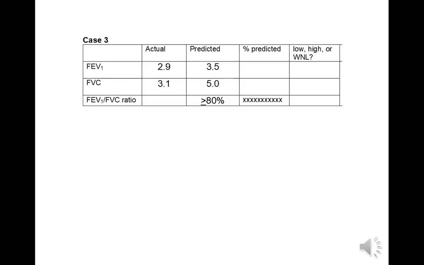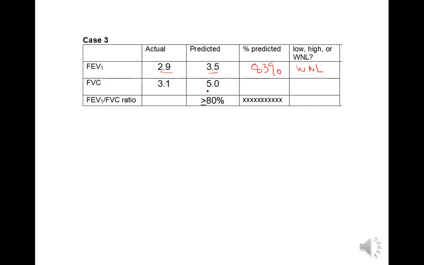Good question. So here's case 3. You have your predicted and then your actual FEV1. And what do you get for that one? 83%, right? So it just barely makes within normal limits. Something's not right there. We'll see.